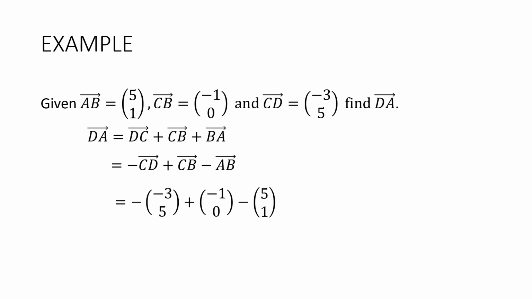Let's substitute in. Now across the top we're going to get negative times a negative is a positive, so 3 take away 1 take away 5, and on the bottom negative 5 plus 0 take away 1. And so DA is the vector negative 3, negative 6.